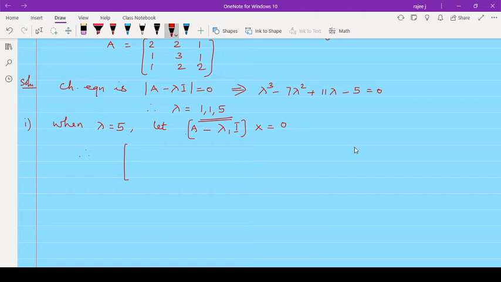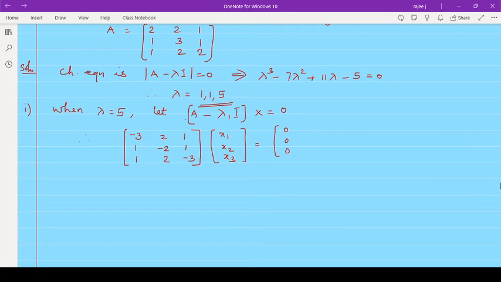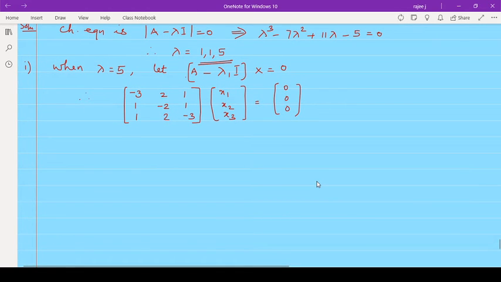From the diagonal elements you are subtracting 5, so 2 minus 5, that means minus 3, then 2, 1, then 1, again 3 minus 5, minus 2, 1, then 1, 2, minus 3, times x1, x2, x3 equal to 0, 0, 0, right? So that is the matrix equation. Now we will simplify this one.